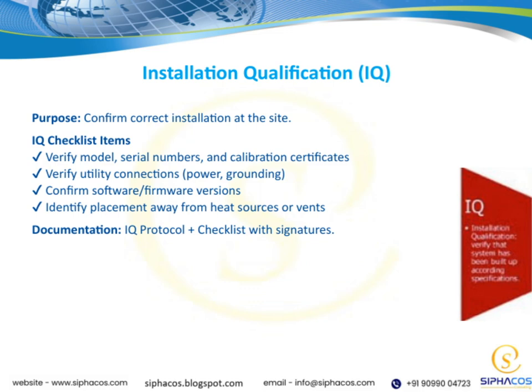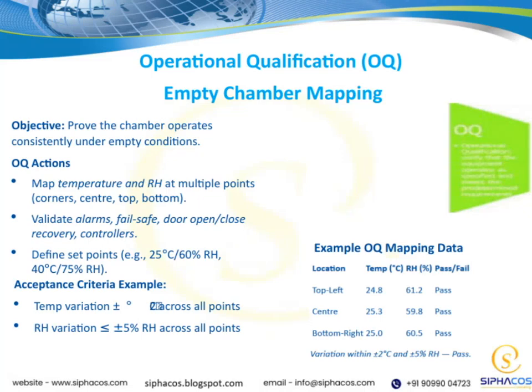All right, let's take a look at this acceptance criteria example. First, we have the temperature variation, which should be within plus or minus 2 degrees Celsius across all points in the chamber. This ensures consistent temperature control throughout the entire space. Similarly, the relative humidity variation should stay within plus or minus 5% RH, again across all points. This helps us verify that humidity levels are stable and uniform.